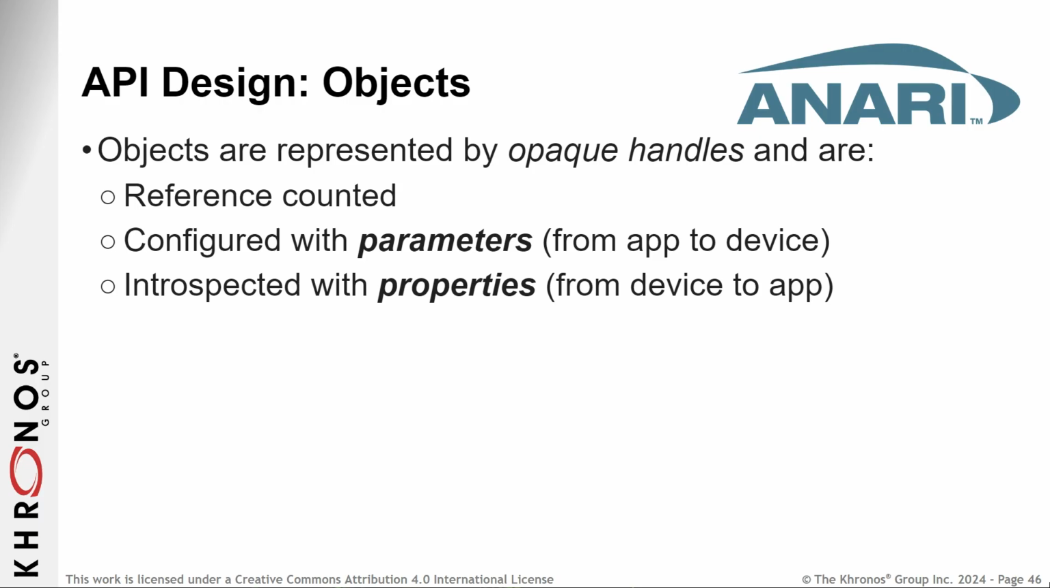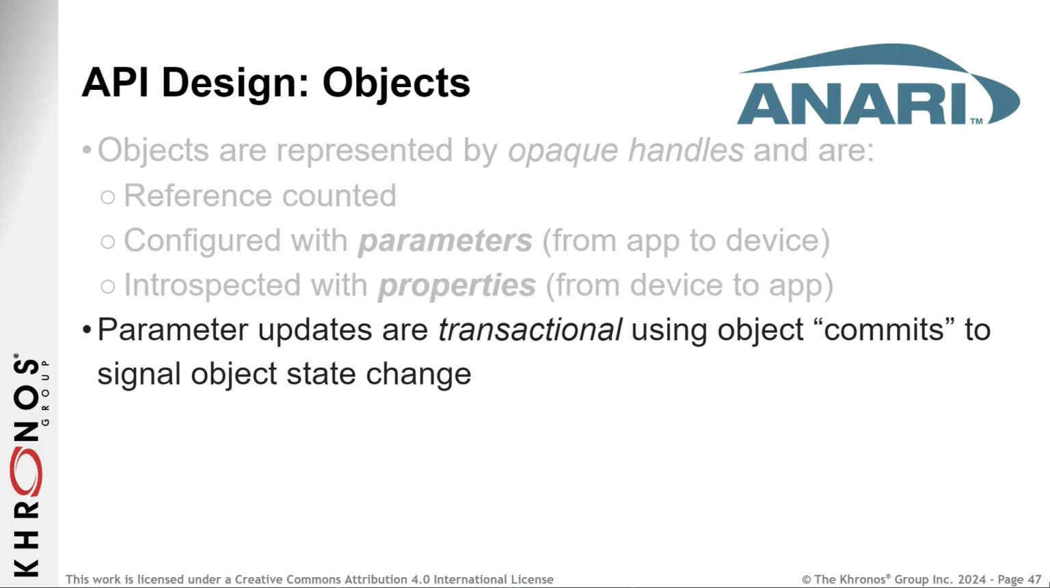And properties is information coming out of the device that the app can't possibly know. And so that's like the base of those two concepts. And the central part of parameters is that they're transactional. So the way it works is you do a bunch of parameter setting, and then you say object commit.